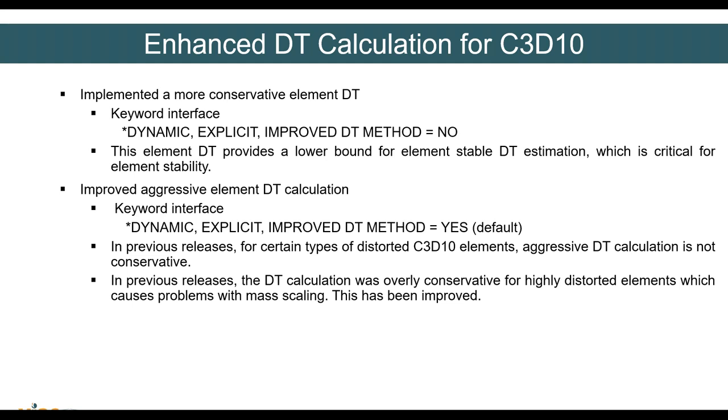In previous releases, the DT calculation was overly conservative for highly distorted elements, which causes problems with mass scaling. If you have a smaller DT, then more mass will be added, which sometimes creates problems, and those are not wanted in many, many cases. It has been improved a lot here.